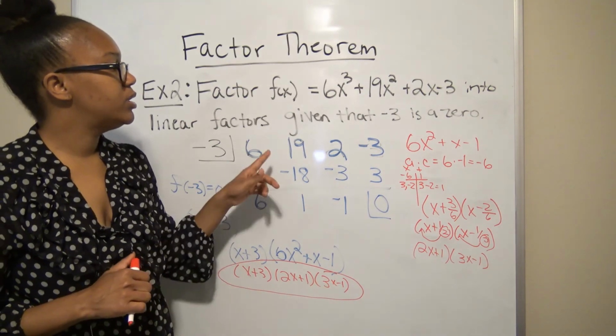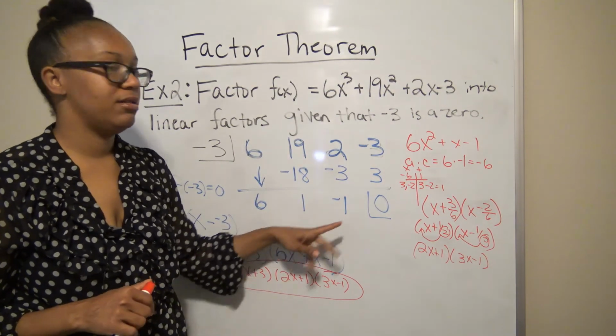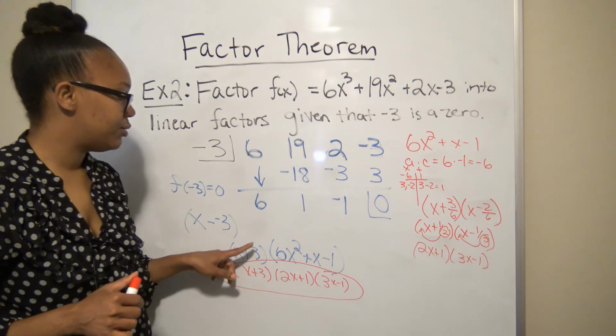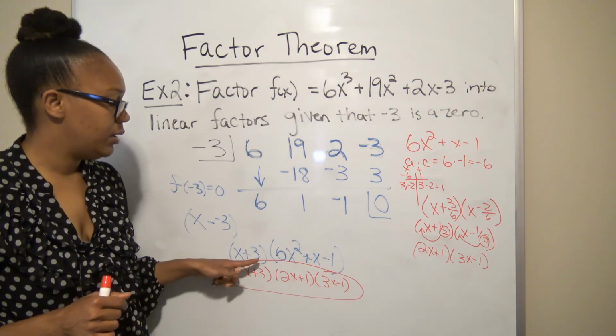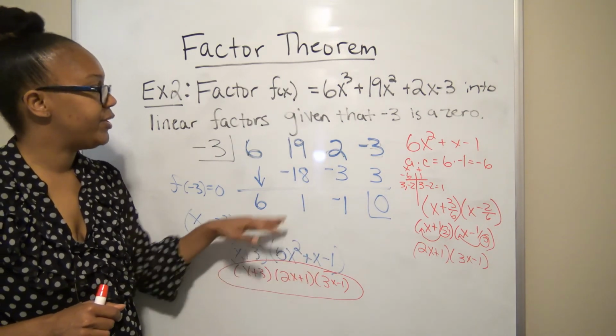So what did we do? We started by dividing by negative 3 using synthetic division so that we could get the other factor. Because f of negative 3 is equal to 0, then x minus negative 3. So whenever you put it with the x, you change the sign. So that becomes x plus 3 times this 6x squared plus x minus 1. This is what that factors into.